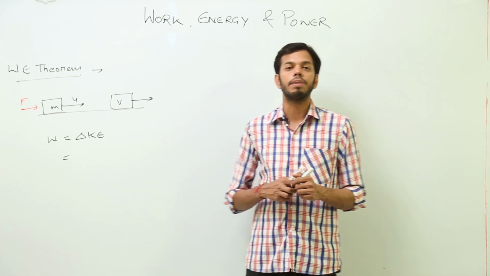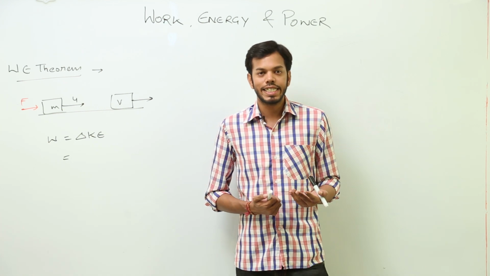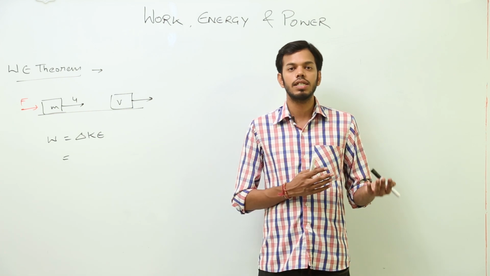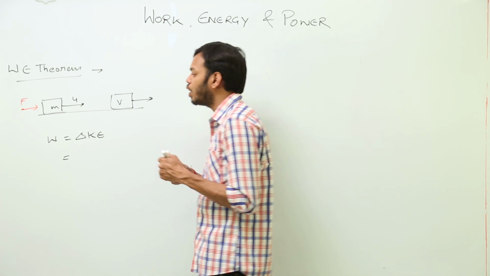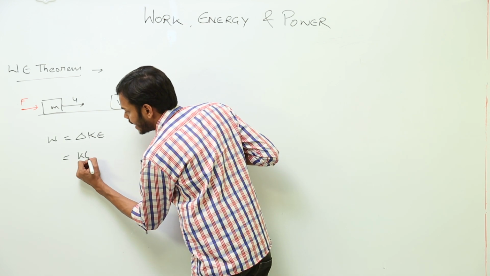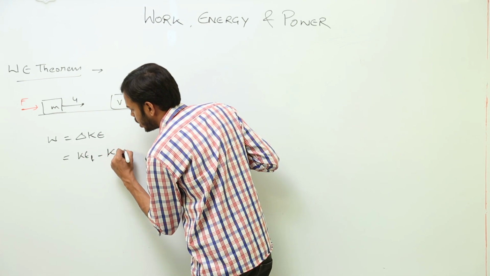See, it's a simple concept. For example, your weight is currently 60 kg and after 2 months it's 80 kg. So the change in weight is 80 minus 60, which is 20. That is how we always formulate the value of change: final minus initial. So this is kinetic energy final minus kinetic energy initial.